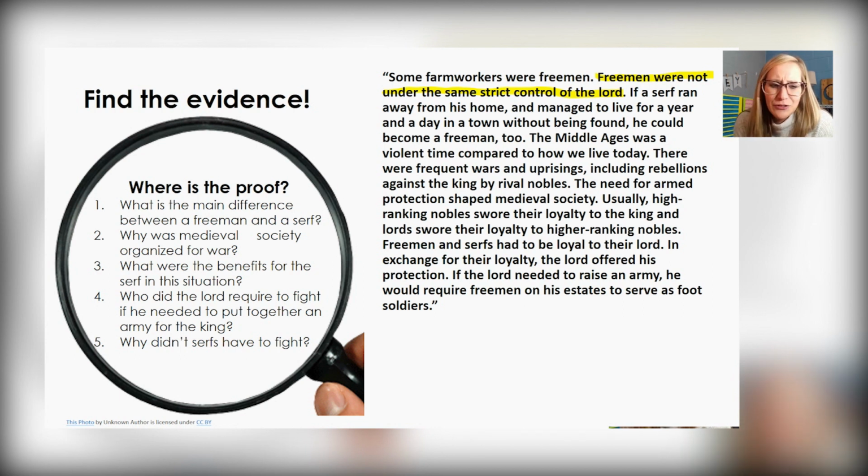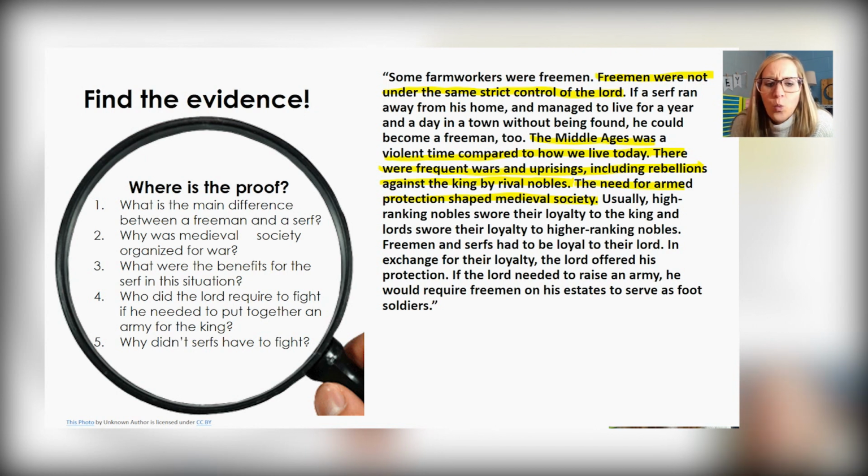And why was medieval society organized for war? Based on the text here, why was medieval society organized for war? That's right, it was a violent time. Here in the text, it tells us that the Middle Ages was a violent time compared to how we live today. There were frequent wars and uprisings, including rebellions against the king by rival nobles. So they needed armed protection, which shaped medieval society.